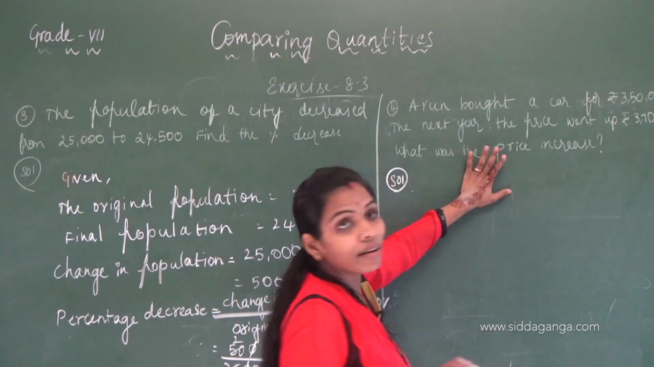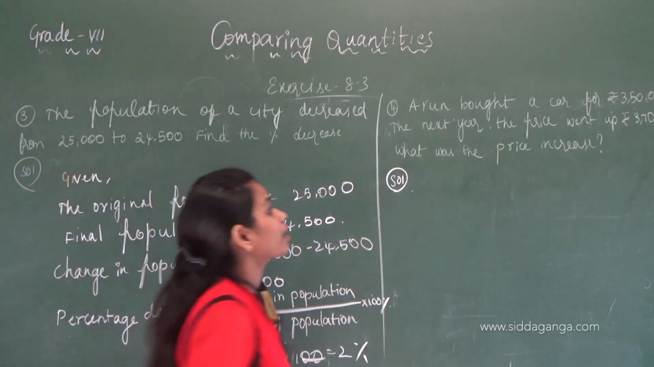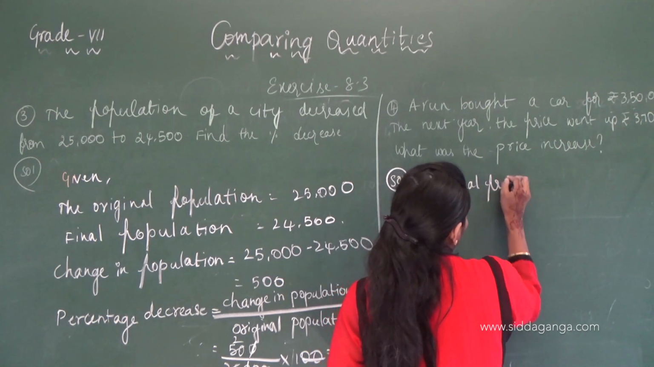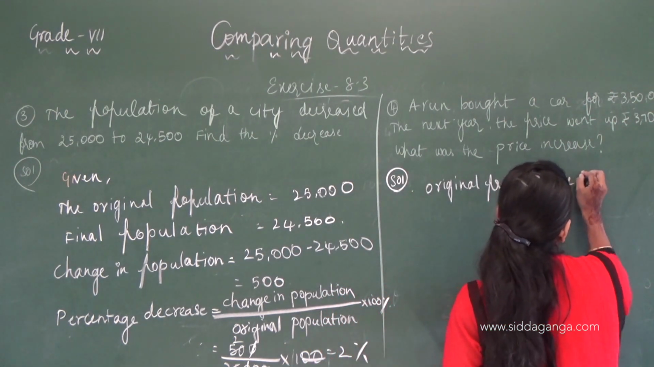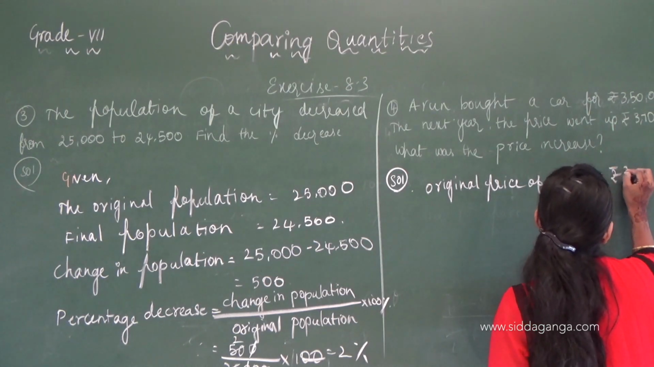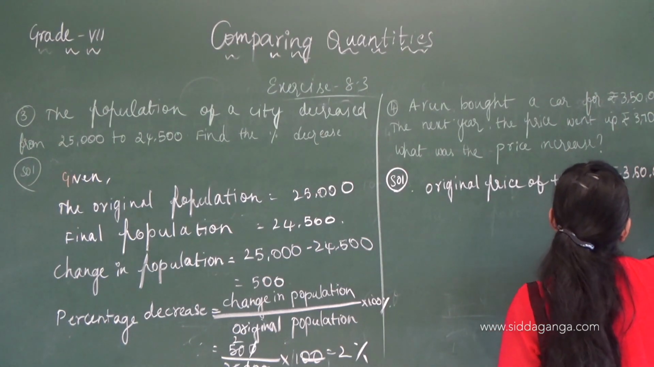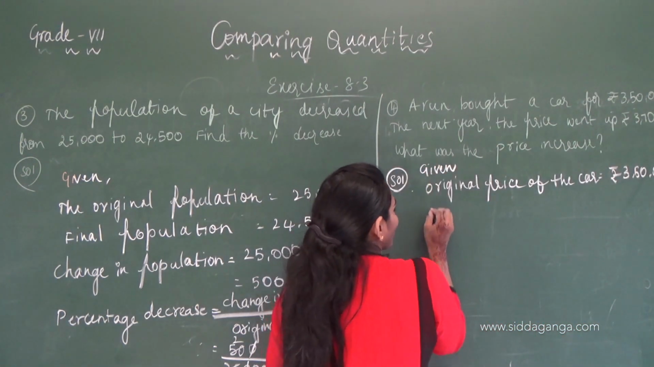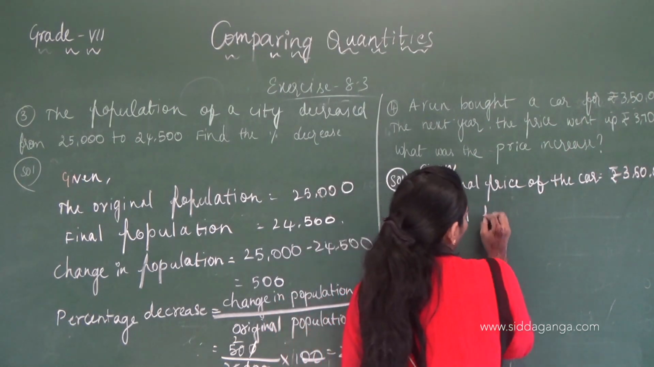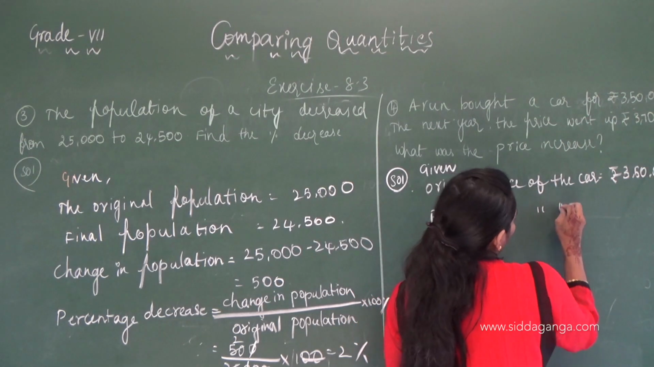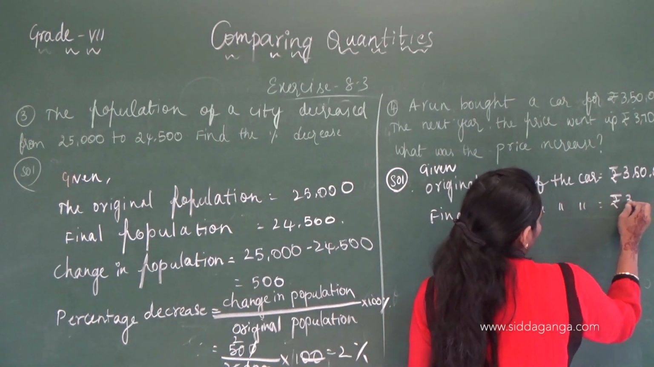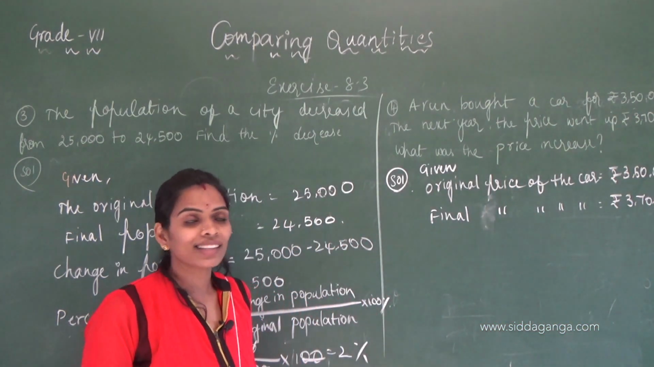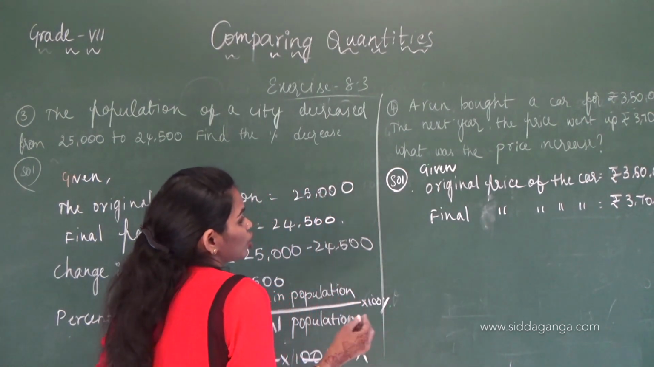First we have to write the original price of the car. Original price of the car, rupees 3,50,000. Then the final price of the car. Final price of the car, rupees 3,70,000.